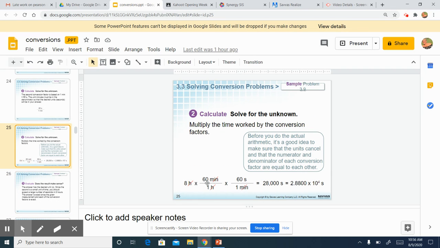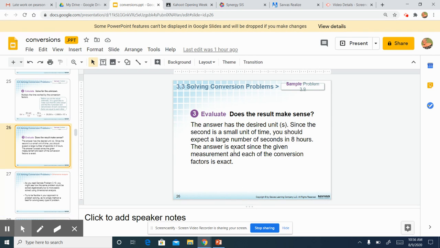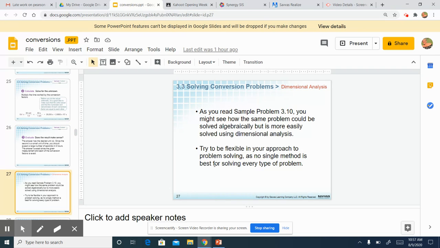Because these are all unit factors, there's an unlimited number of significant figures, so you don't have to worry about that. You can just write down whatever pops up on your calculator. Okay, and it says the answer has the desired units. Since a second is a small unit of time, you should expect a large number of seconds in 8 hours, and that's true. The answer is exact since the given measurement in each of the conversion factors is exact.